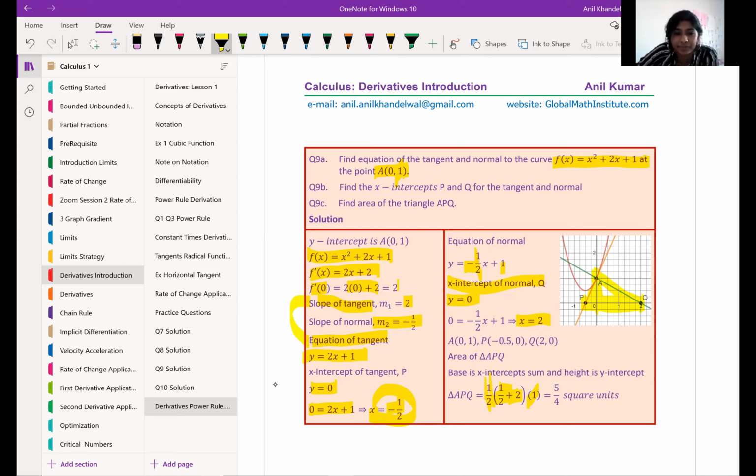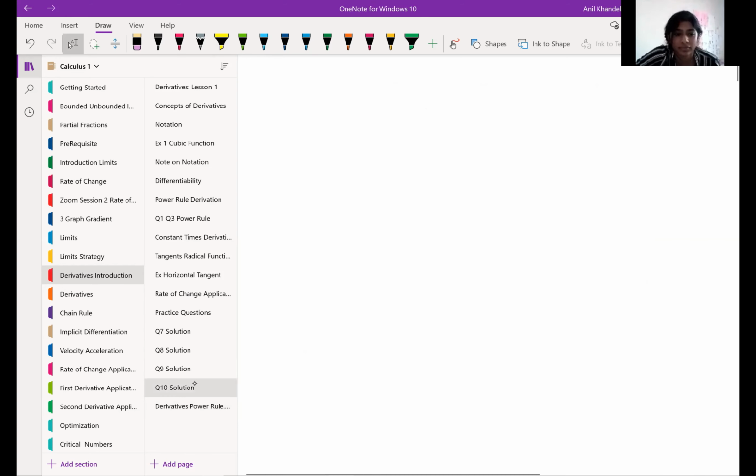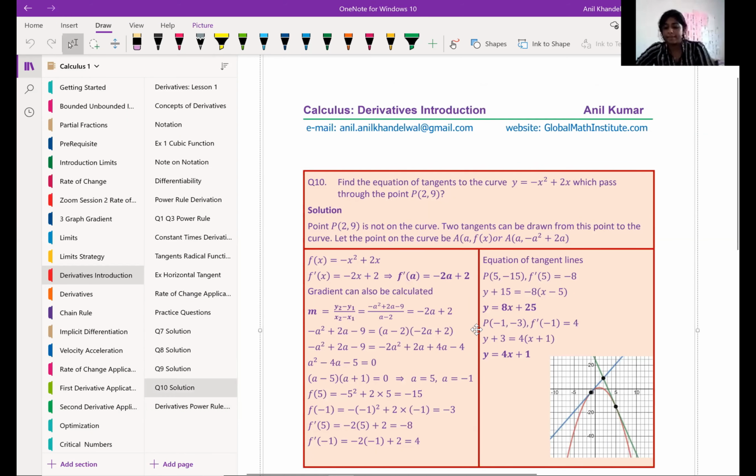Yeah. Simple as that. That is how you have to answer such questions where you have to find both tangent and normal, find the x and y intercepts, make a triangle, and get your answer. Perfect. Here is the last question, which I think is one of the toughest questions. Can you read the question for me?